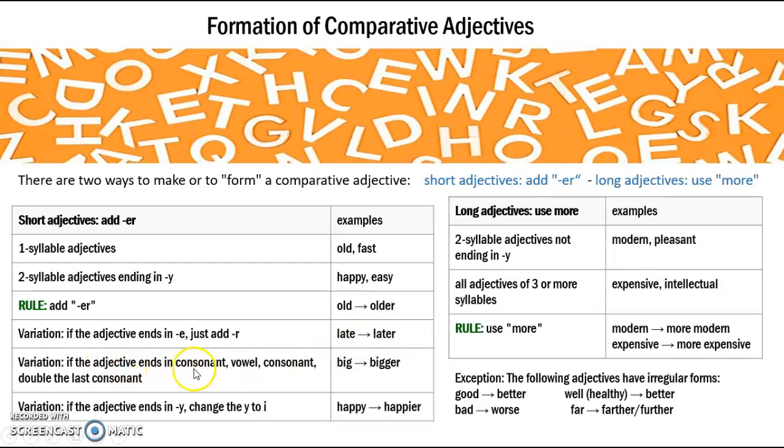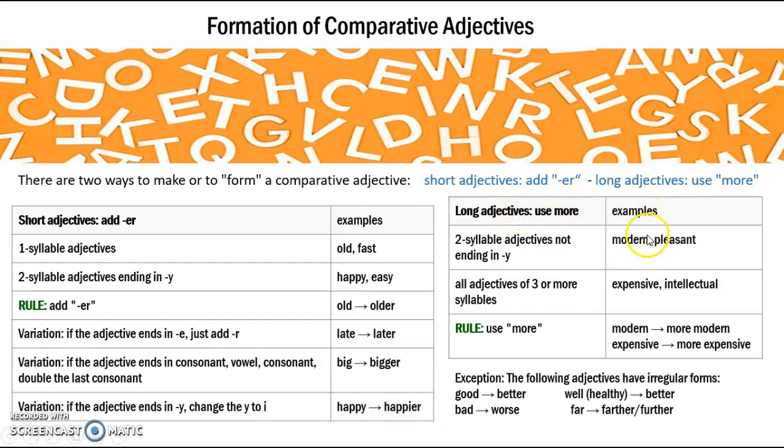If the adjective ends in consonant, vowel, consonant, so C, V, C, then you have this formula. You have to double the final consonant. For example, big, bigger, we double the g because we have a consonant, vowel, consonant combination. If the adjective ends in y, it is the same thing, as already explained: you have to change it for i and add er.